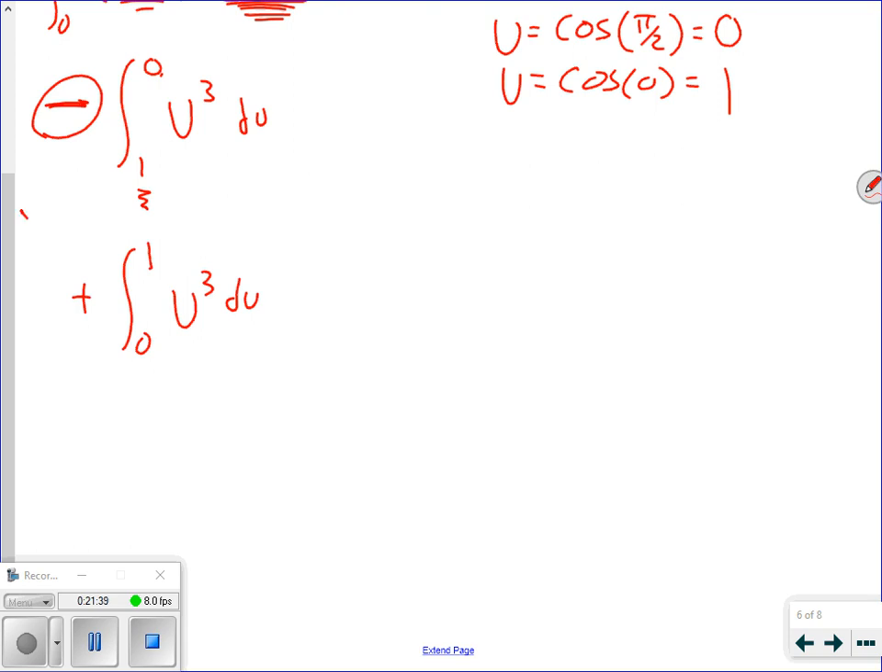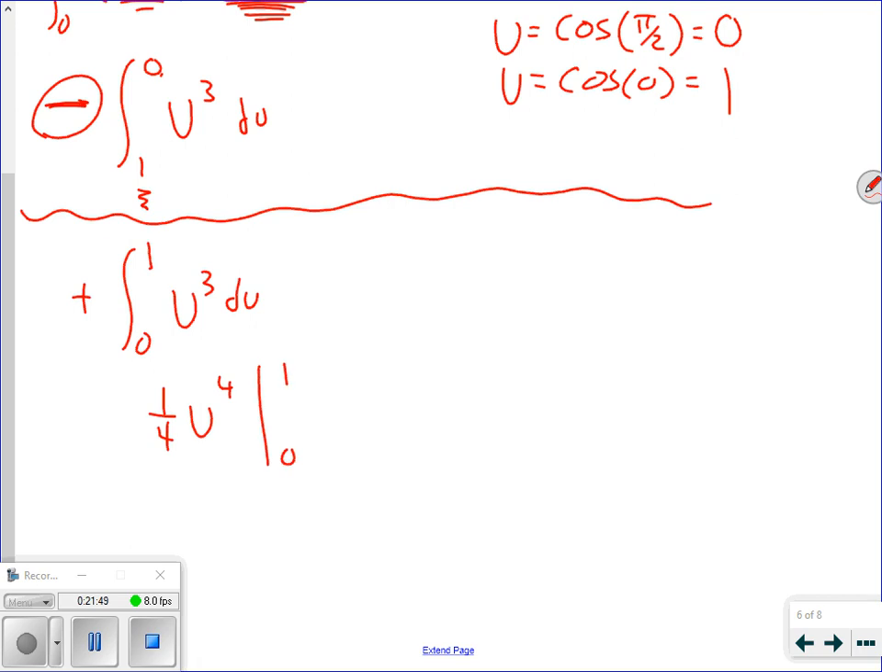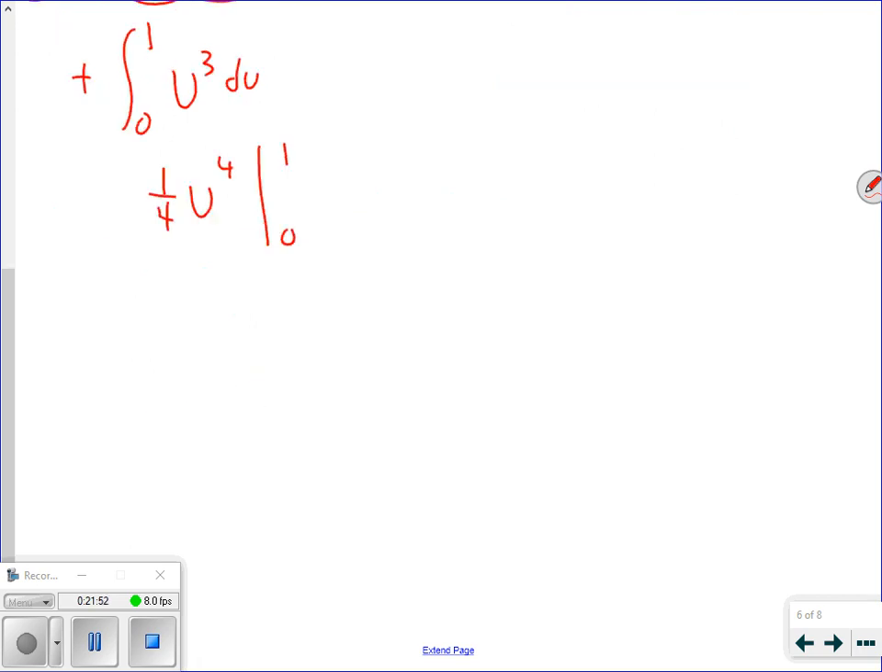And I don't have to go back up to x. I don't have to do anything above this line. I can just integrate and solve. The integral is 1/4 u to the 4th, evaluated from 0 to 1. So that's just 1/4 times 1 to the 4th minus 0 to the 4th, which is simply 1/4.